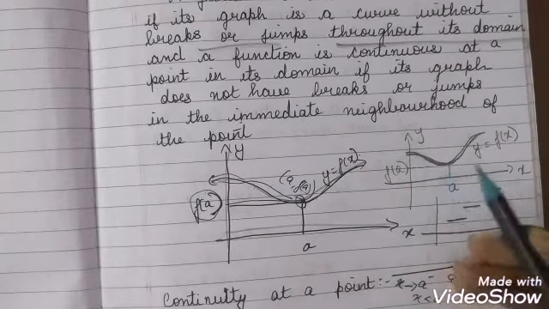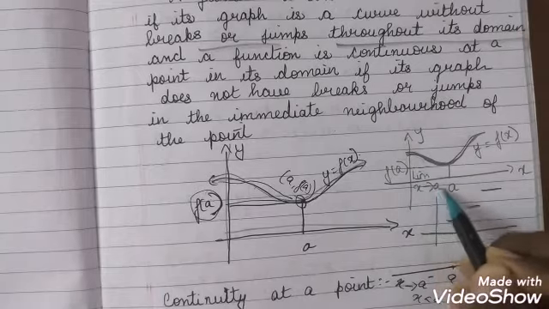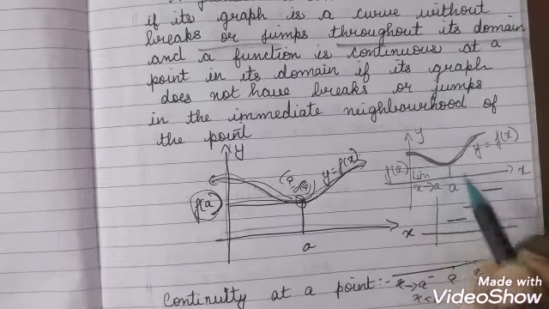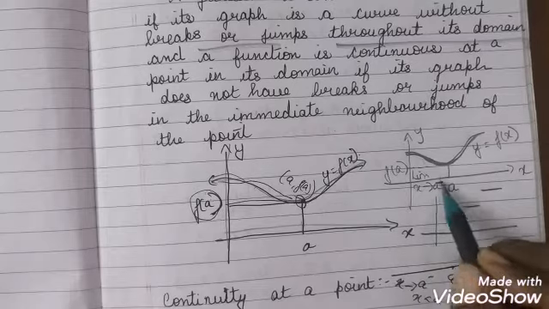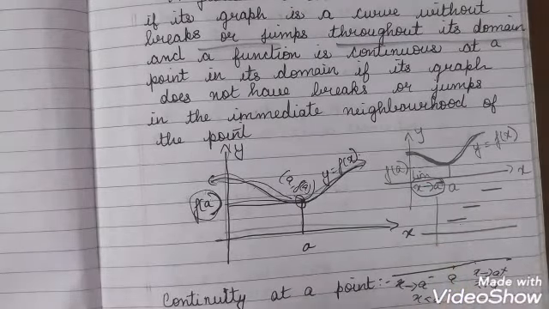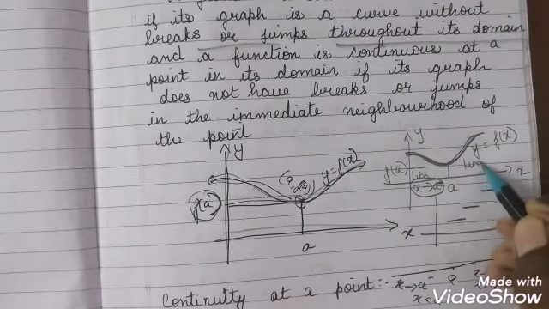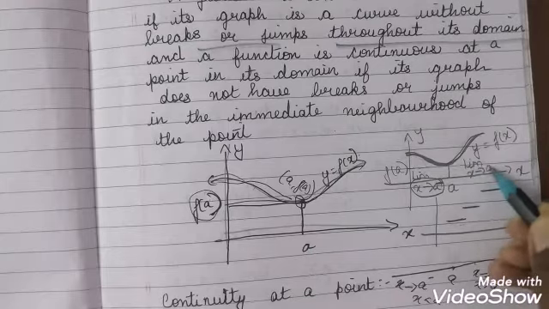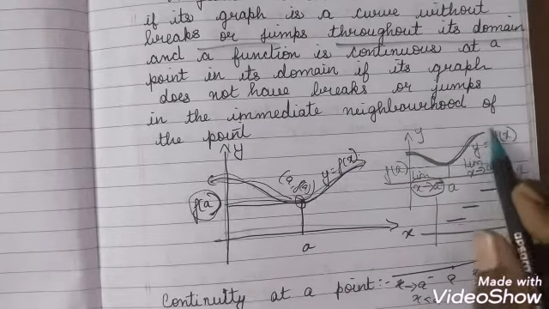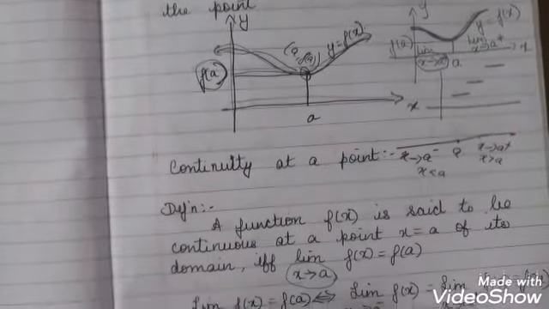When the limit of x tending to a converges from the left hand side, we call it the left hand limit, generally denoted as limit of x tending to a minus. Similarly, if it converges from the right hand side, we write limit of x tending to a plus. This is what we call the right hand limit. So we'll see the definition.